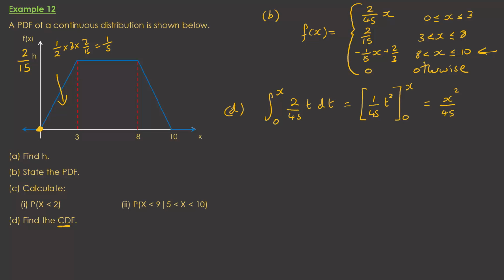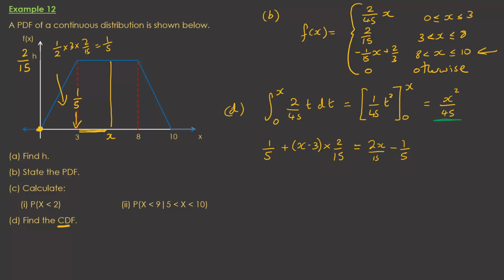So we know that the probability needs to be 1/5 when we reach 3. And then we'll put our x somewhere in here. So for that section, we're going to have 1/5 add, this width would be x take away 3 times the height, which is 2/15, because that's just a rectangle. And that simplifies to 2x over 15 take away 1/5. So that's our second section.